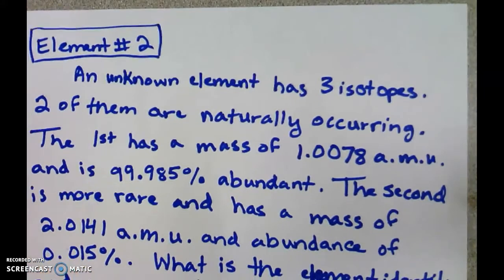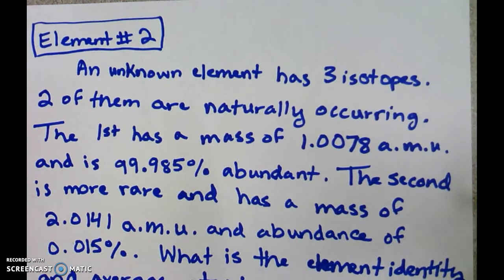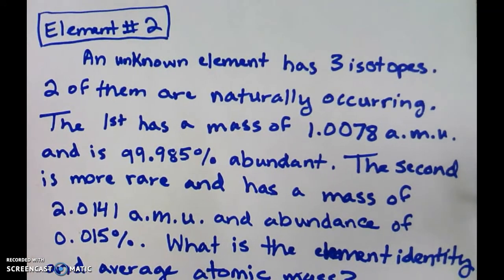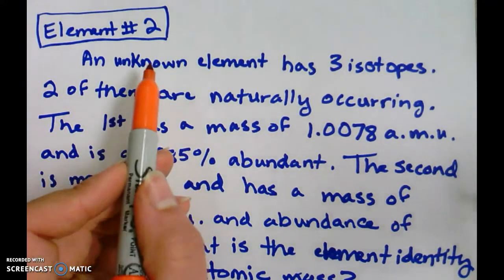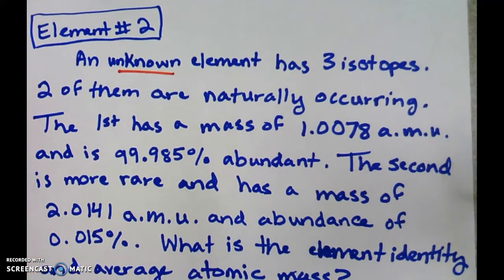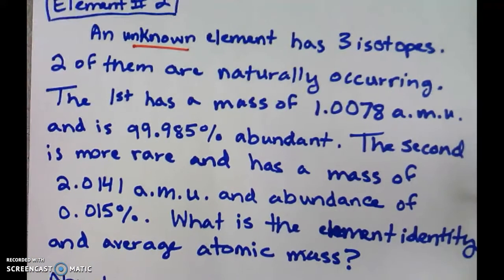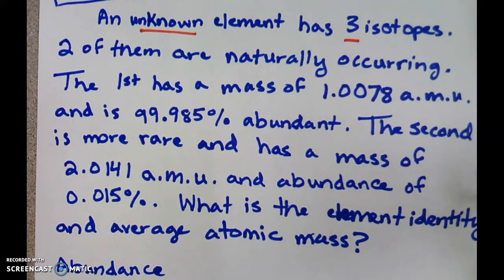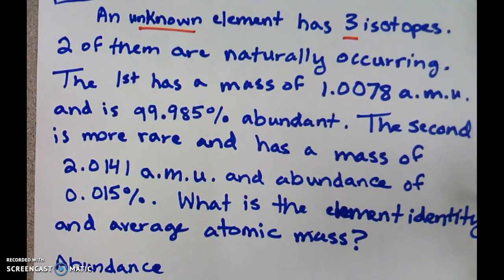Element number 2. I'm putting this one in a word question, like a word problem, because a lot of the questions you guys will get will be word problems, especially throughout the course. And then we have to be able to find the important information. So an unknown element, if it's unknown, we're probably going to need to identify it, has 3 isotopes. Okay, so it says it has 3 isotopes. Then it says 2 of them are naturally occurring. So that means one of them is radioactive and doesn't exist in nature, really.